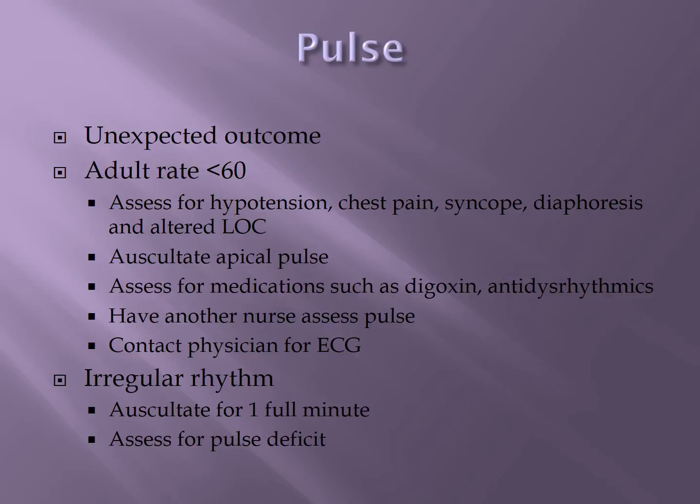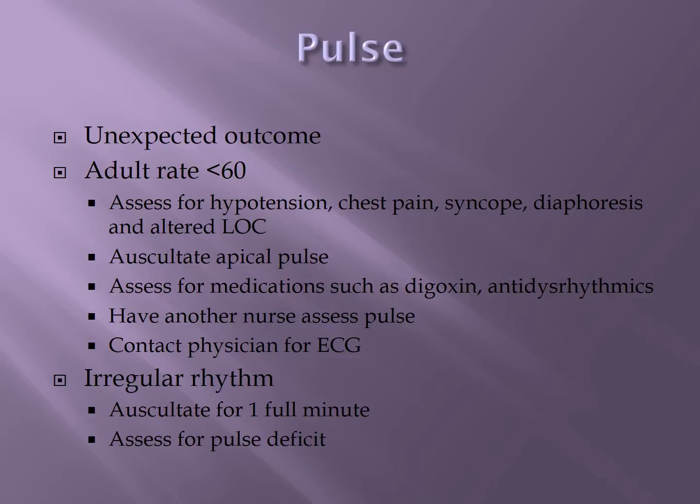Anytime you find a radial heart rate of less than 60, it is critical that you assess that apical heart rate as well, because the apical pulse is what that heart is doing, and we need to be listening to that heart to see if there is any abnormalities in that.